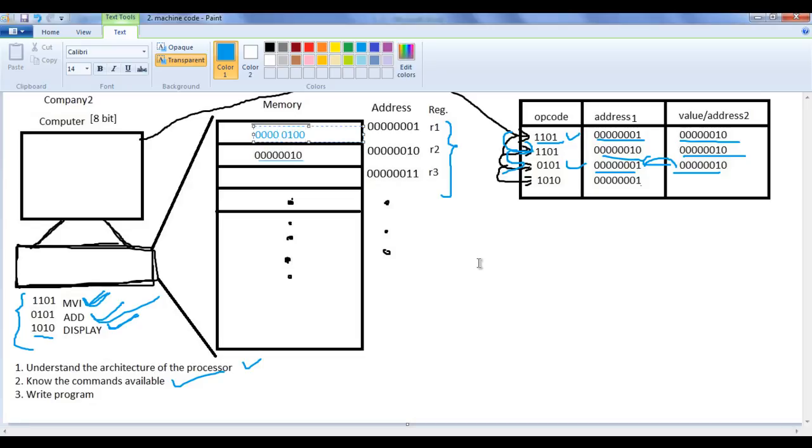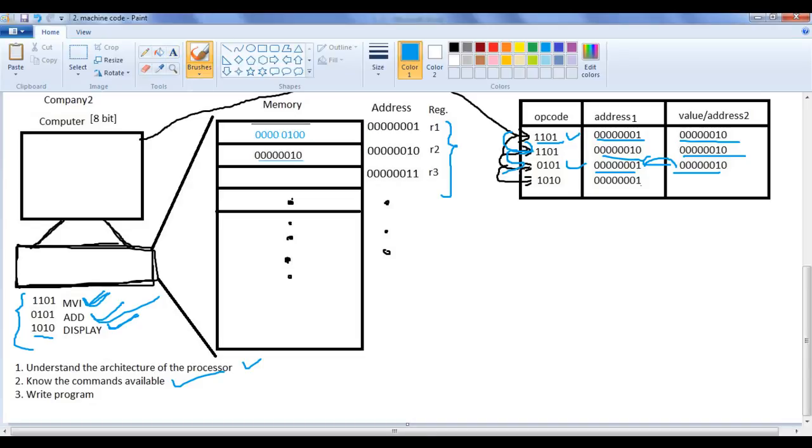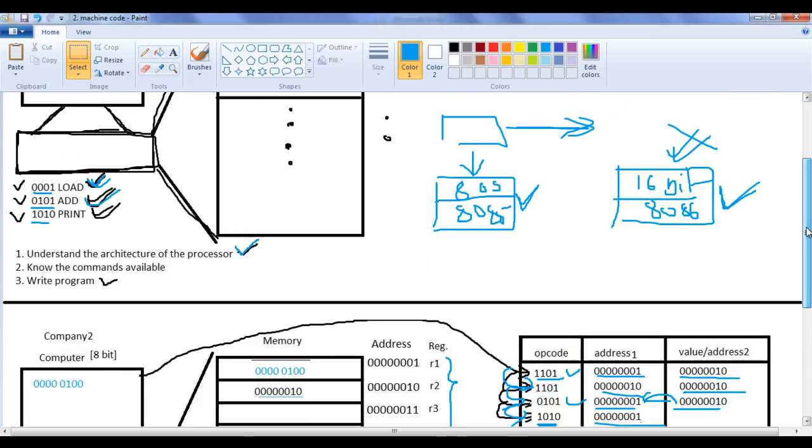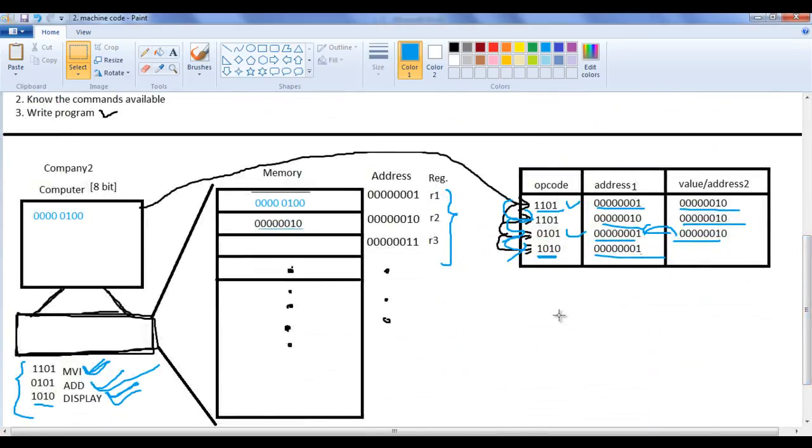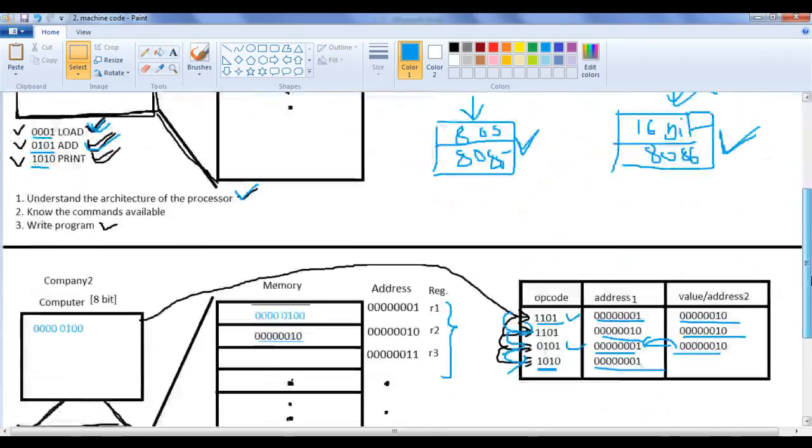that is 00000100. Then the computer moves to the next instruction. There we are telling 1010 indicates the display command with respect to this computer. What we are telling, display the value at this address. So the computer displays that value on the screen. So that is the meaning. We cannot execute the same code on another platform. That is called platform dependent. Machine codes are platform dependent.